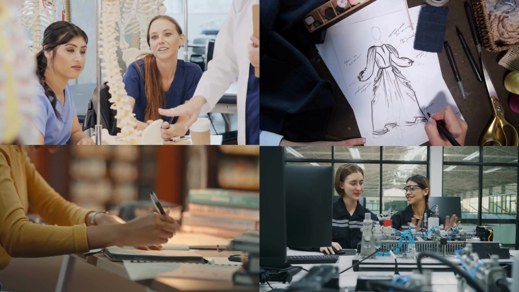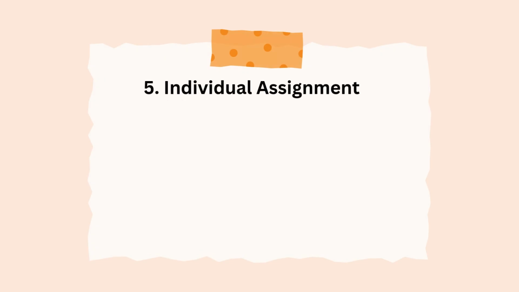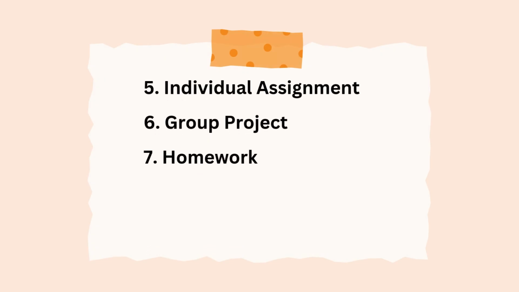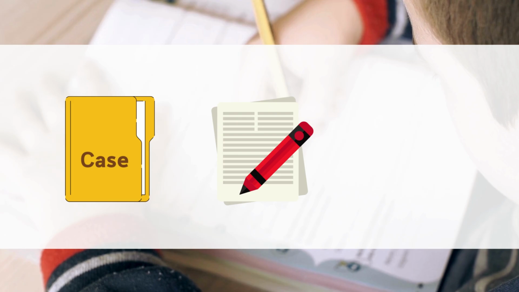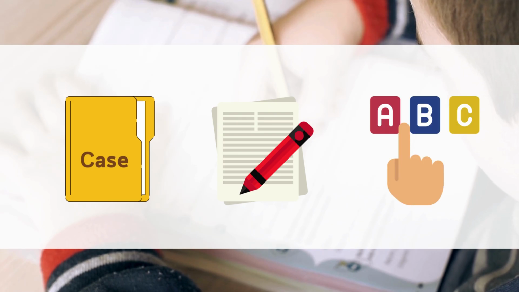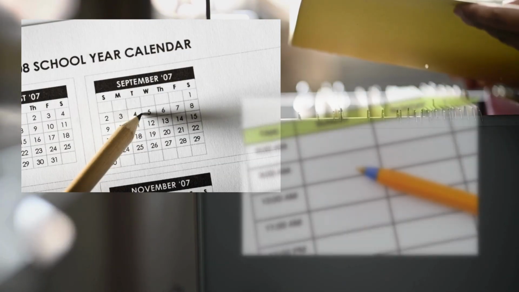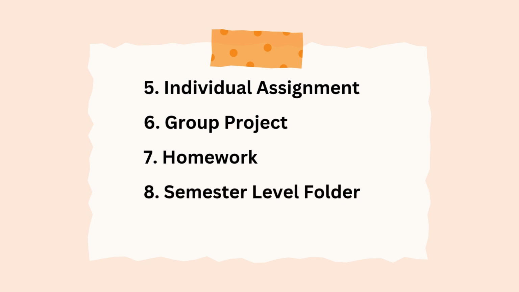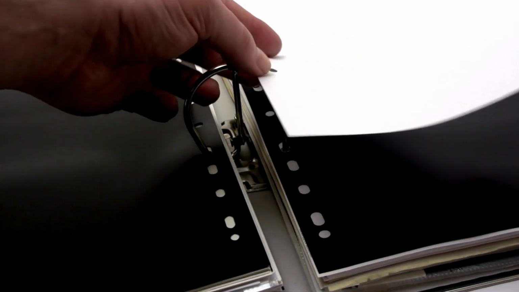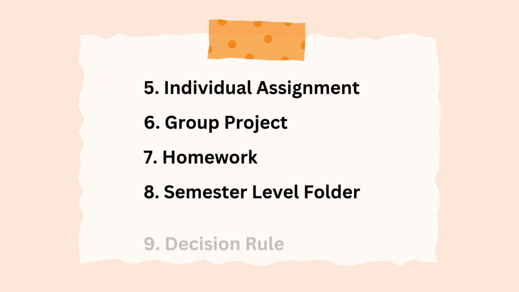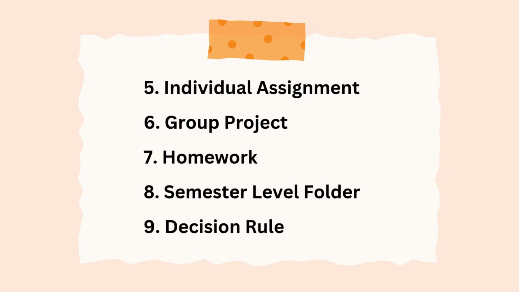I'll start by discussing the three big categories of assignments, which I define as individual assignments, group projects, and homework. Next, I'll provide specific examples of how I organize case studies, essays or papers, test banks, and menu solutions. I'll also cover where to store items like the school calendar and the class schedule, etc., since they are not tied to specific courses and thus should not be kept in course folders. At the end of the video, I'll summarize which files should be placed in which folders and explain my rules for deciding where to keep a new file.